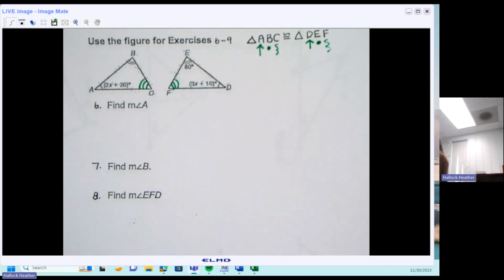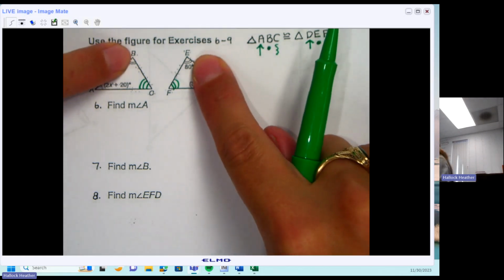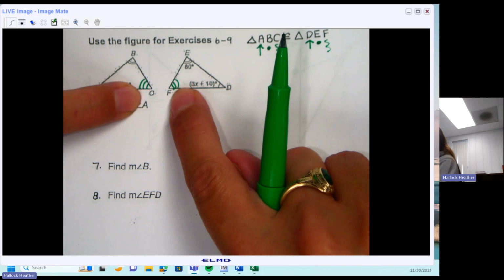But you don't really need to. You can assume that that third measure is congruent to each other, because if this one's congruent and this one's congruent, there's only one angle left. So these ones would have to be congruent to each other.